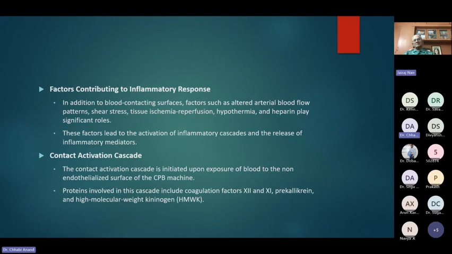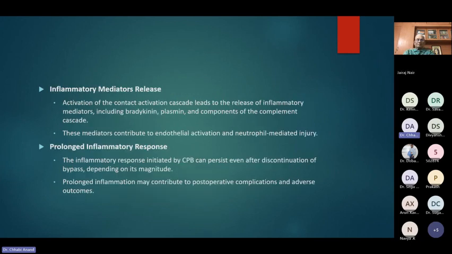These factors lead to activation of inflammatory cascades and the release of inflammatory mediators. Contact activation cascade. The contact activation cascade is initiated upon exposure of blood to the non-endothelialized surface of the CPB machine. Proteins involved in this cascade include coagulation factor 12 and factor 11, prekallikrein, and high molecular weight kininogen. Inflammatory mediator release. Activation of the contact activation cascade leads to release of inflammatory mediators, including bradykinin, plasmin, and components of the complement cascade. These mediators contribute to endothelial activation and neutrophil-mediated injury.